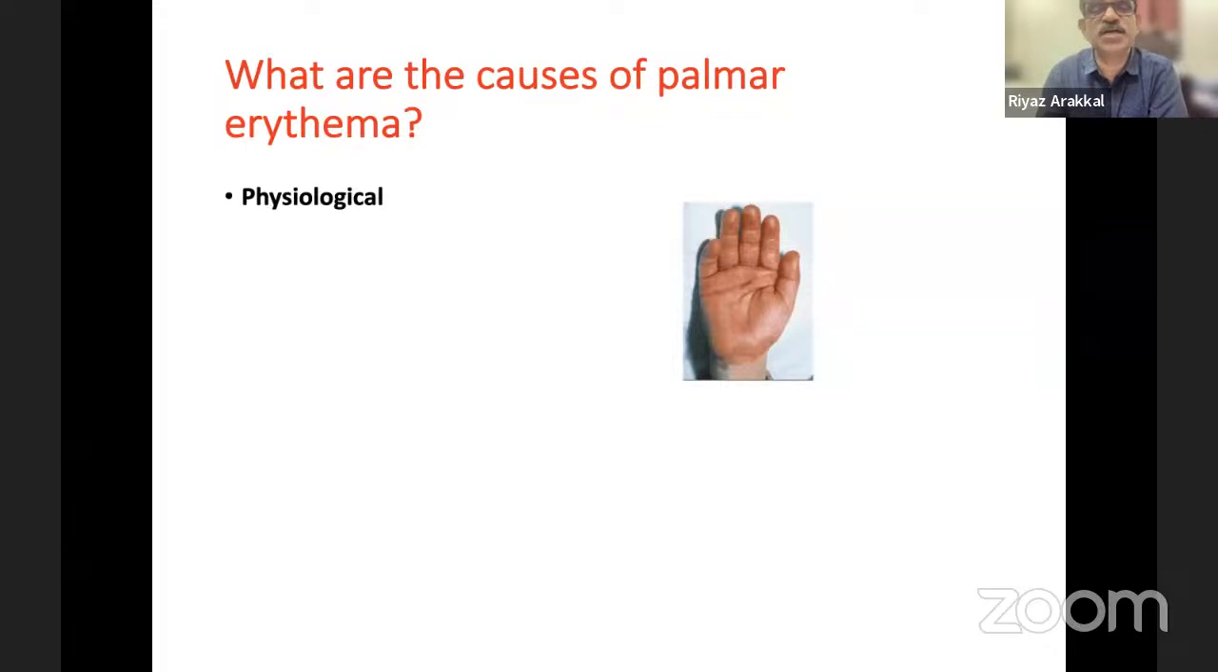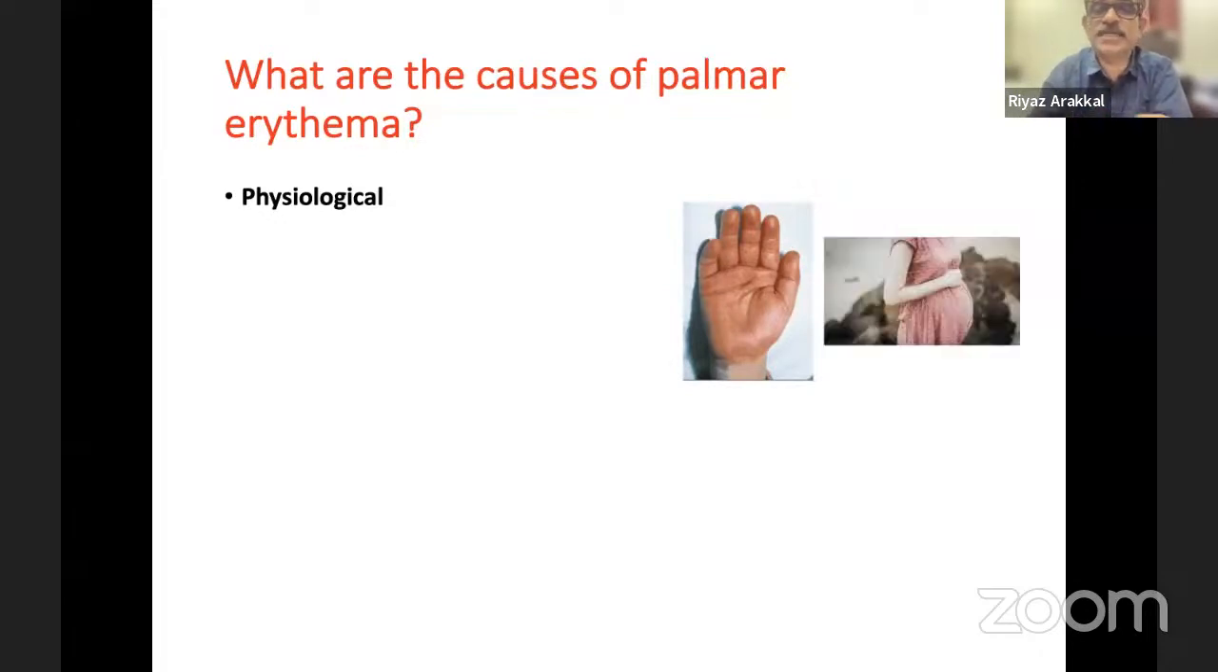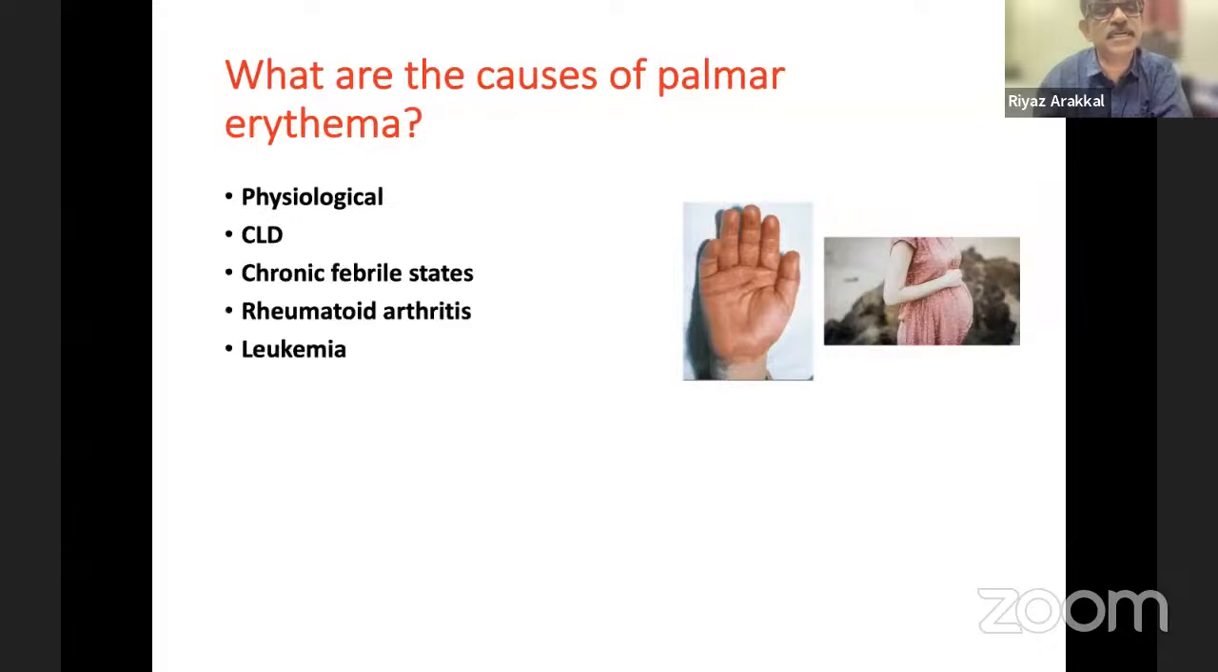Which physiological condition can cause palmar erythema? Pregnancy. Once I gave a clue for pregnancy: the only condition which is seen only in females and caused only by males. And the boy answered, sir, menstruation. Anyway, that is pregnancy. Because of hyperestrogenism, it can cause palmar erythema. Any other pathologic condition? Chronic liver disease, chronic febrile illness, AIDS, rheumatoid arthritis, leukemia.